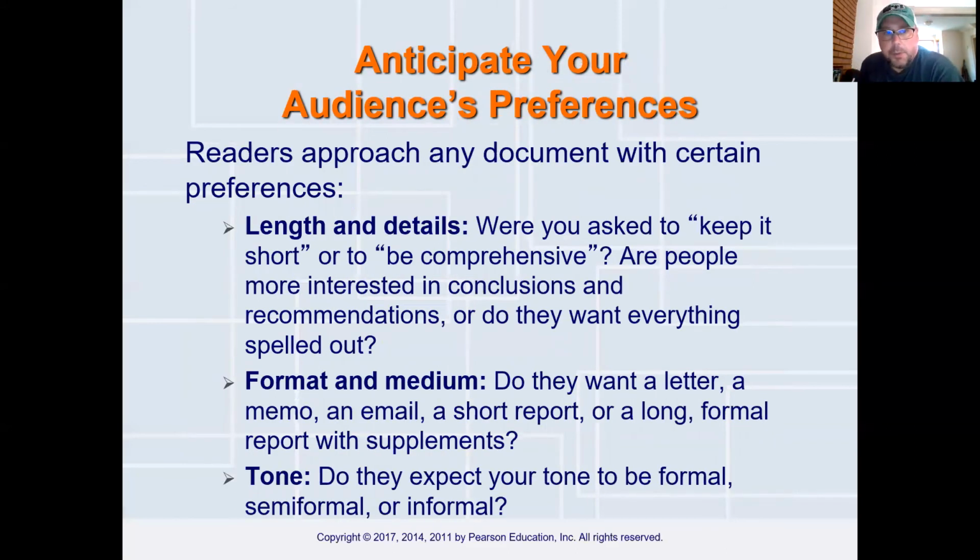Readers approach any document with certain preferences, length, and details. Were you asked to keep it short? Keep that in mind, or to be comprehensive. Are people more interested in conclusions and recommendations, or do they want everything spelled out? Typically, you're going to have to gauge that audience as it goes, okay? And a good way to do that is find a proofreader that is along those levels, okay?